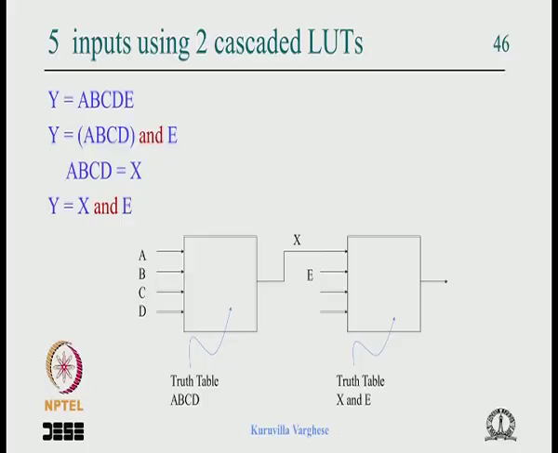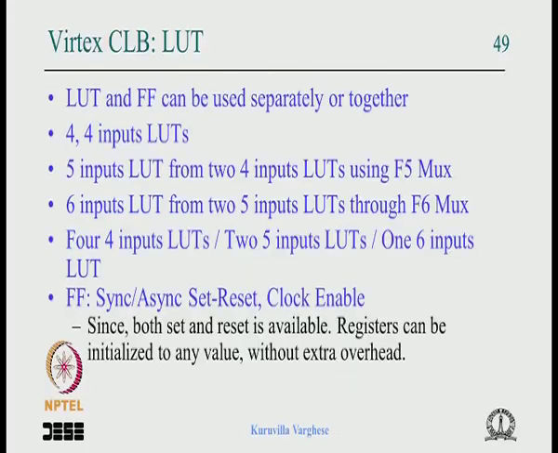So let us come back to the slide, and this is what we have seen. In summary, the Virtex CLB, the lookup table and flip flop can be used separately or together. It has 4 input lookup tables. A 5 input lookup table can be built from 2 4 input lookup tables using the F5 mux. A 6 input lookup table can be built from 2 5 input using F6. So essentially it is a 4 input, 2 5 input or 1 6 input lookup table.